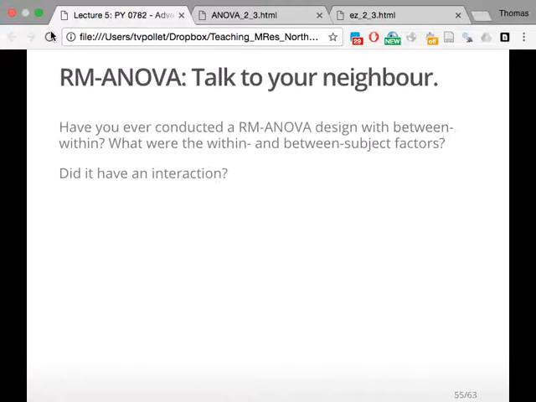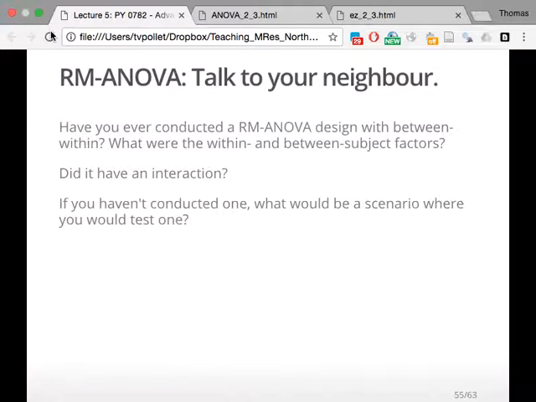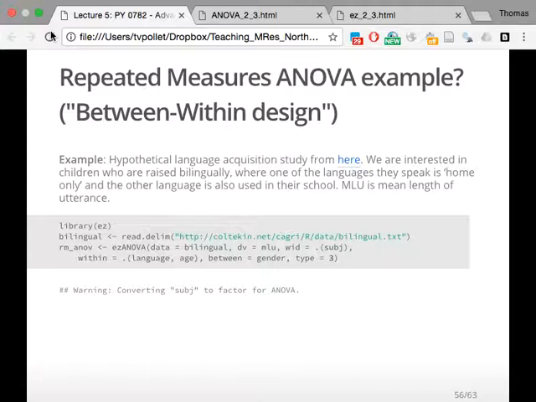And so we've talked about an example and talked about an interaction. And again, this is sort of how you would go about doing this. I have an example here from a hypothetical language acquisition study, which I found on this website. We're interested in children who are raised bilingually, where one of the languages they speak is the home language, and the other one is used in their school. MLU is the mean length of utterance. So basically, how long the sentences they form are.